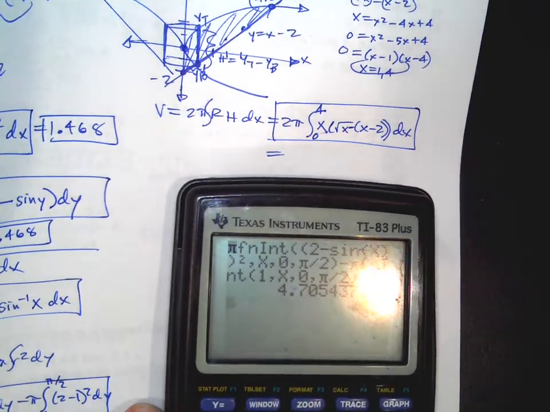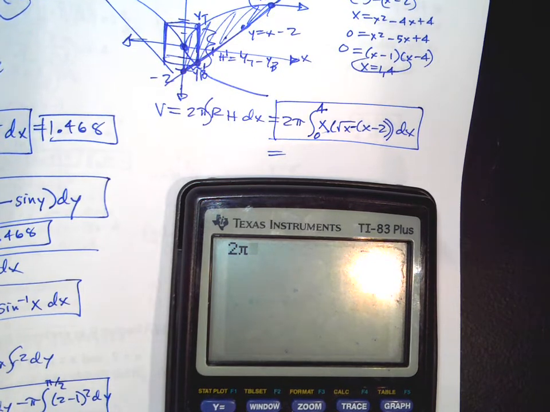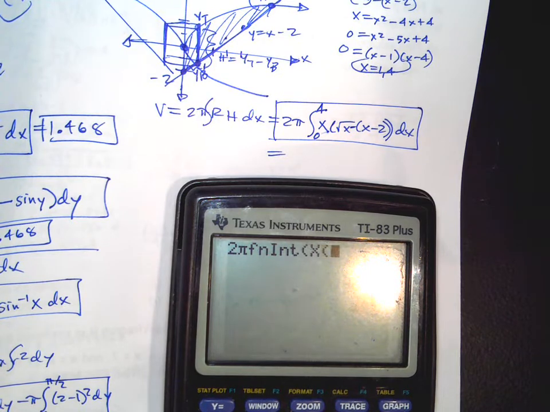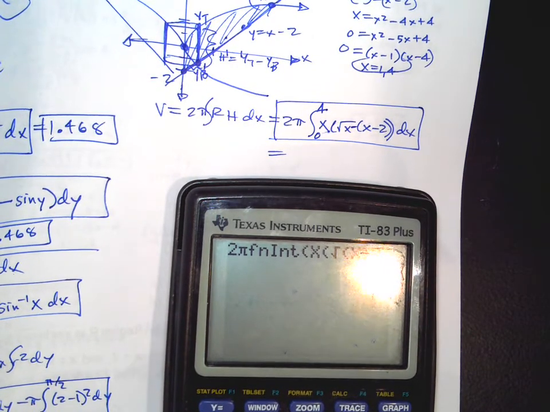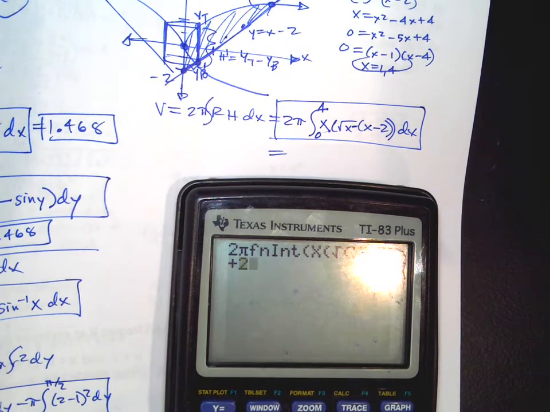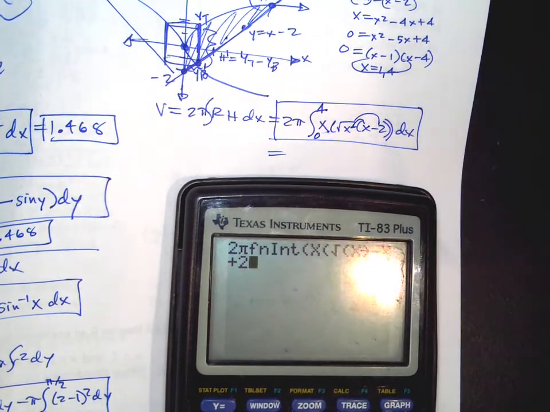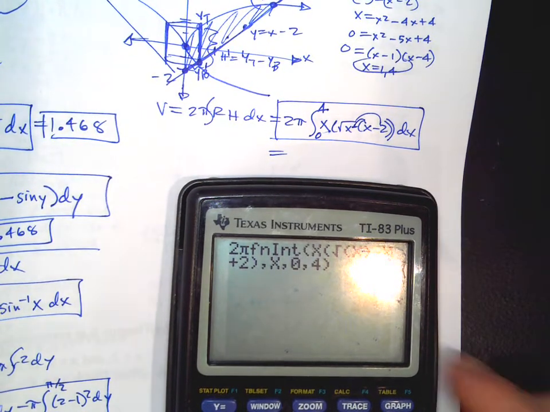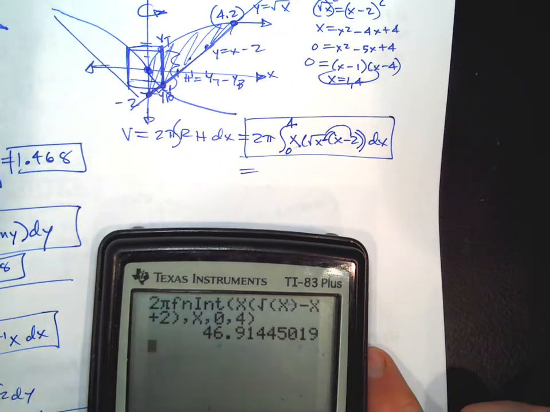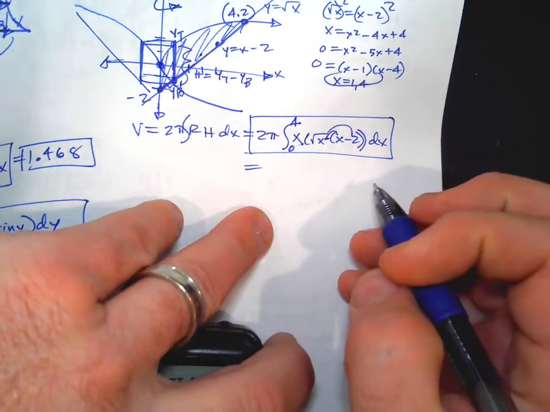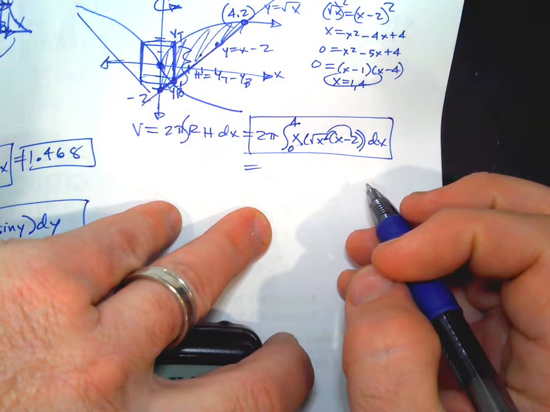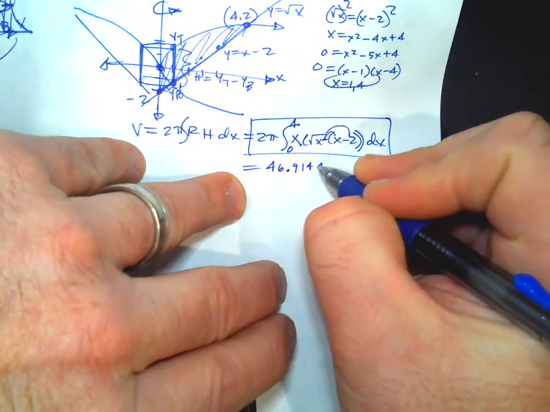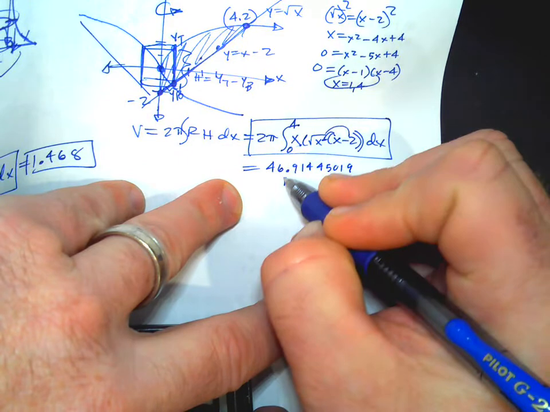So 2 pi math 9, x, parentheses square root of x close minus x plus 2, distribute the subtraction, close, comma x, comma 0, comma 4. And we get 46. Is this the right answer? I don't know. 46.914. Keeping 46.914 just in case we need it for the second part.